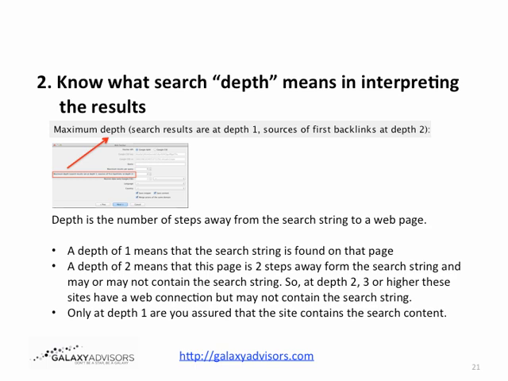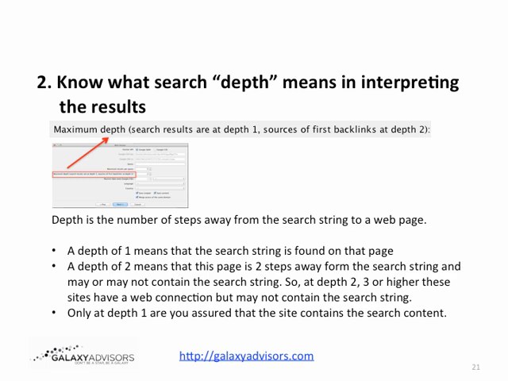So at depths 2, 3, or higher, these sites have a web connection to the sites that you found in the first depth, but may not contain the search string. So when you're starting to do content analysis and so on, and you include the second and third depths, it might really distort your results because the search string may or may not be on those pages.